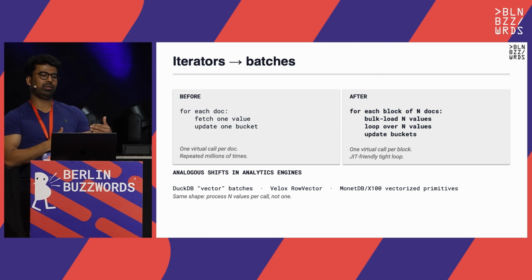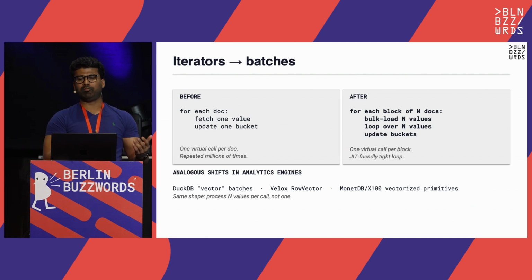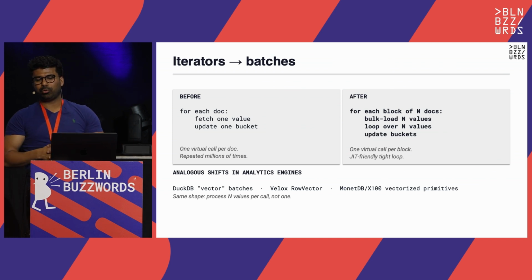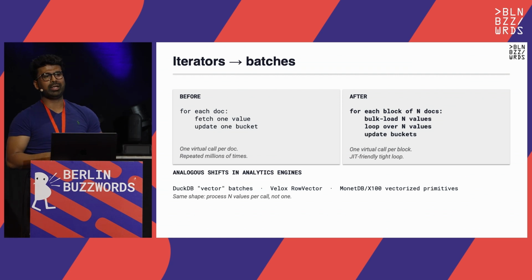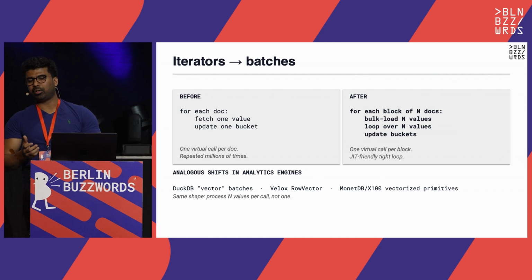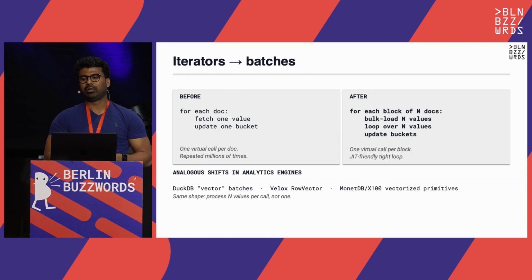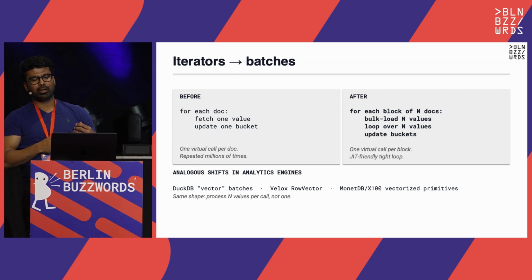But after Lucene has iterated on this a lot, now for every block of n documents, you bulk load the n values into a primitive array and run a tight inner loop, with one virtual call per block, right? So the number of virtual calls goes down significantly, and the inner loop becomes primitive array iteration, which is much more easily auto-vectorizable. It's the same shape DuckDB and Velox have had from day one, right? DuckDB vectors at 2048 values, Velox has row vectors. So the change isn't about what we are computing. What we are computing is still the same. It's just that we are doing it differently.